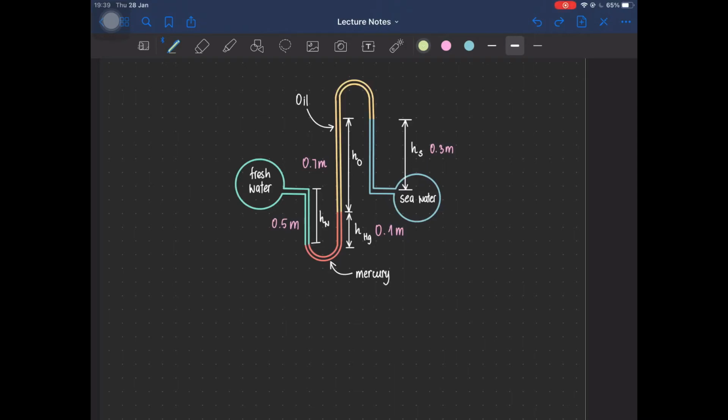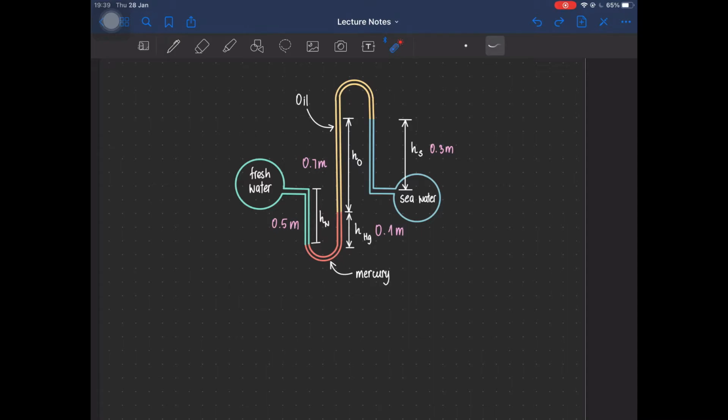Hello everyone, today I'm going to show you guys how to calculate the pressure inside the manometer. A manometer is quite common in the exercises that we have in the textbooks or in other types of problems and answers on the internet.